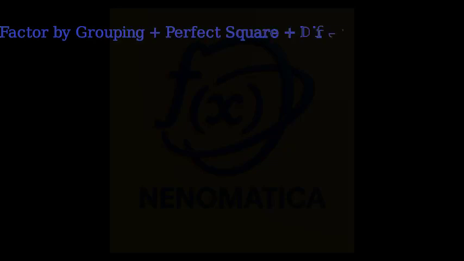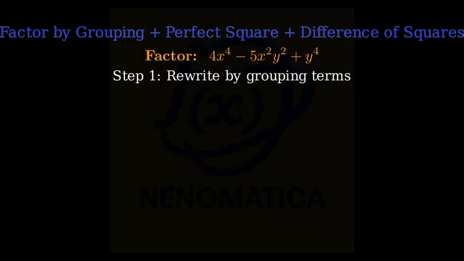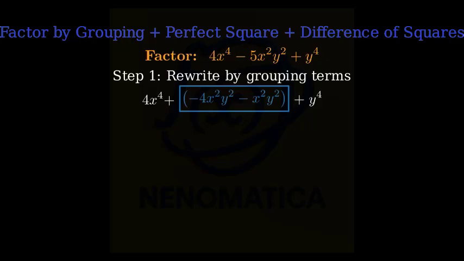In this video, we will factor the polynomial 4x^4 − 5x²y² + y^4. We'll use smart grouping, recognition of a perfect square trinomial, and the difference of squares. Step 1. Rewrite by grouping terms. We will split the middle term into −4x²y² and −1x²y². This lets us group a perfect square pattern.